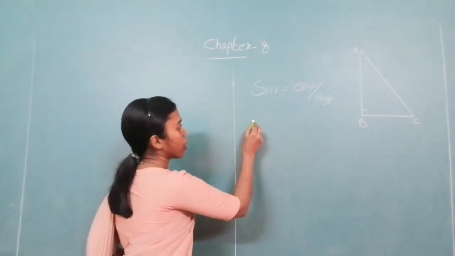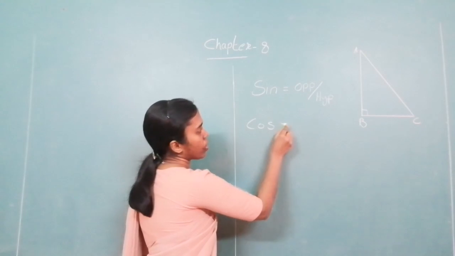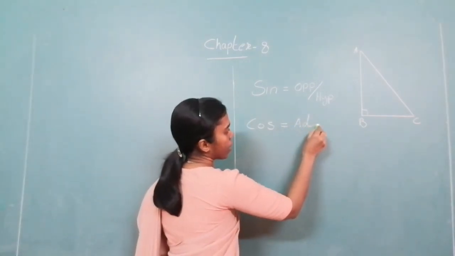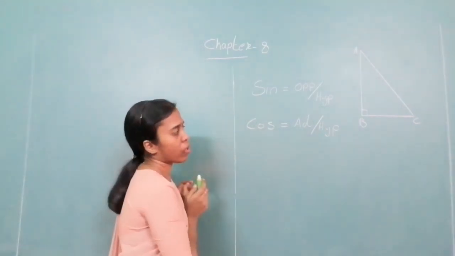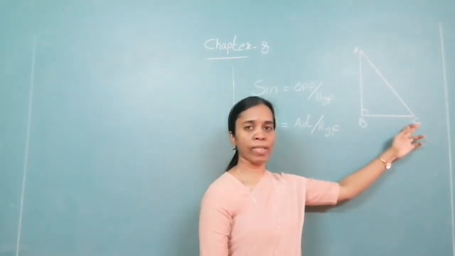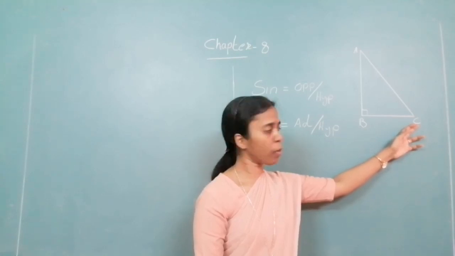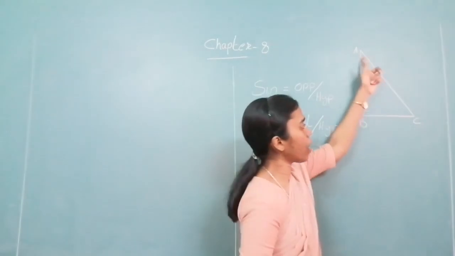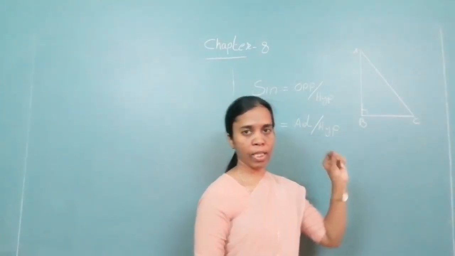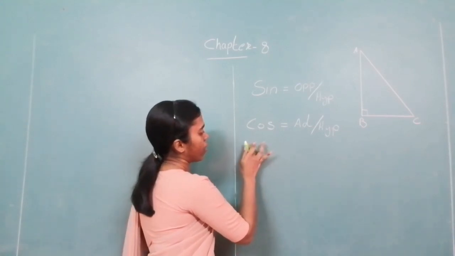The next is cosine, which is known as cos. Cos is adjacent upon hypotenuse. Same, consider cos C. Cos means adjacent upon hypotenuse. So cos C will be adjacent BC upon AC. AC is the hypotenuse.